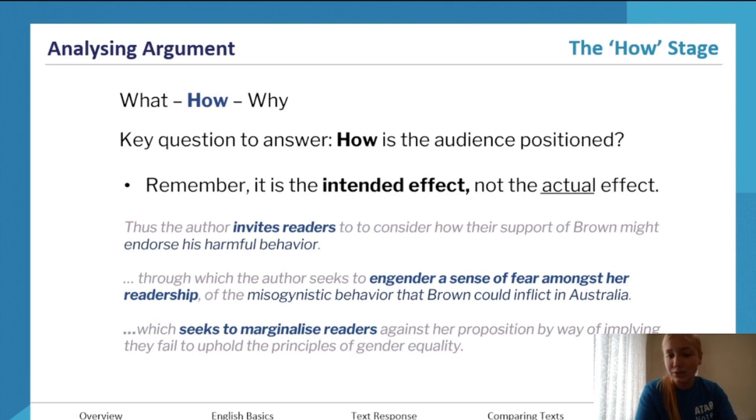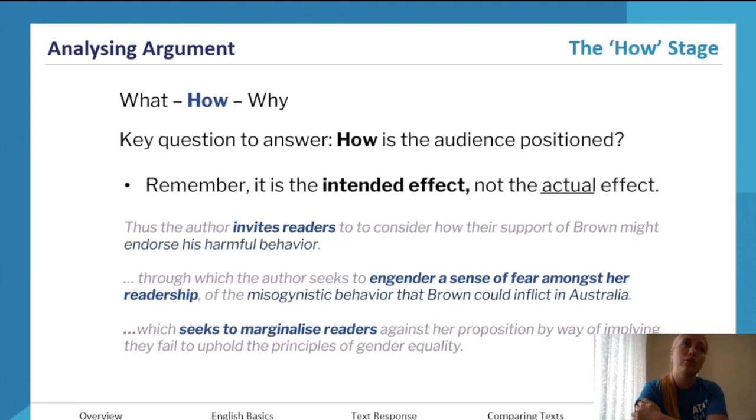Now, in the how stage, we are answering how the audience is being positioned, and its intended effect, not actual effect on the audience. We don't actually know how the audience would react, so make sure you use low modality language like may, could, suggest, indicates, invites, aims to, tries to incite feelings of. Not saying, oh, the author successfully does this, or the author is trying to do this specific thing, because we cannot be definitive. So try not to conduct any fence sitting, and be really careful with the language that you use.